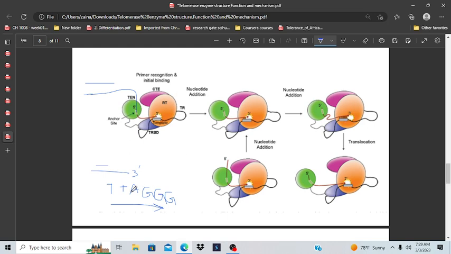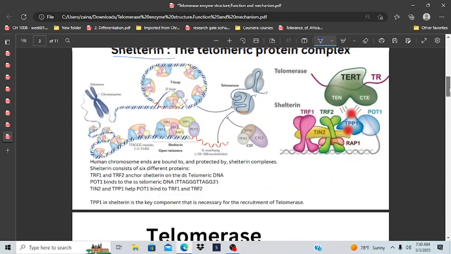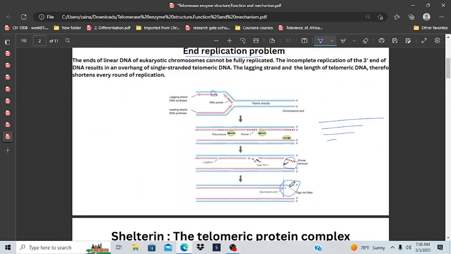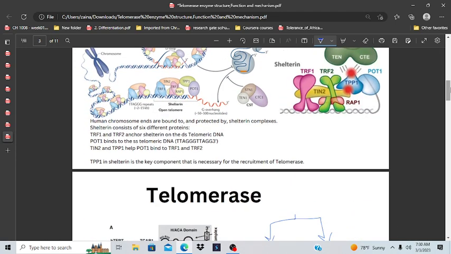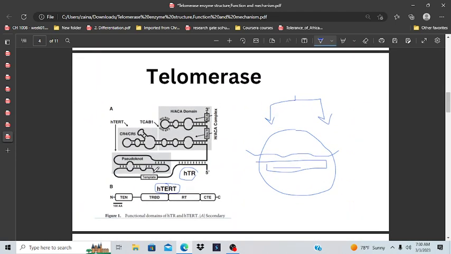So again, it synthesizes a TTAGGG strand. Where this happens is at the 3' end. If I go to this image once again, in simple terms, what it does is extend this 3' end. What telomerase does is extend this 3' end by adding TTAGGG over many repeats. So it's elongating the telomere.